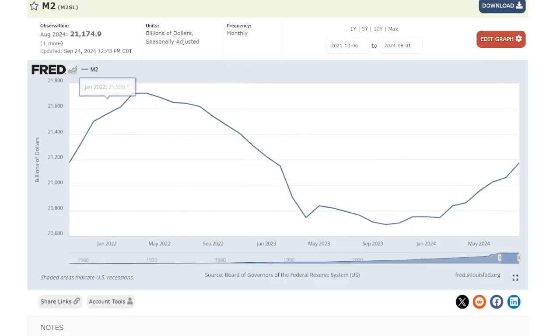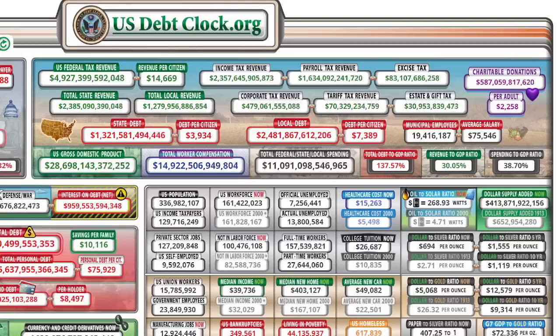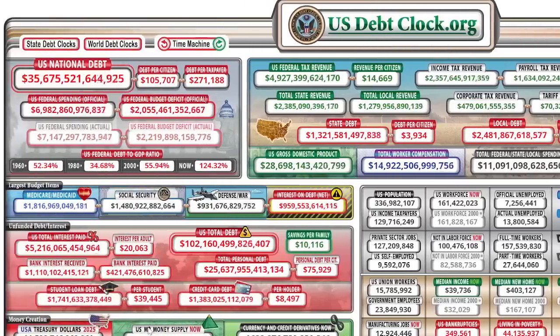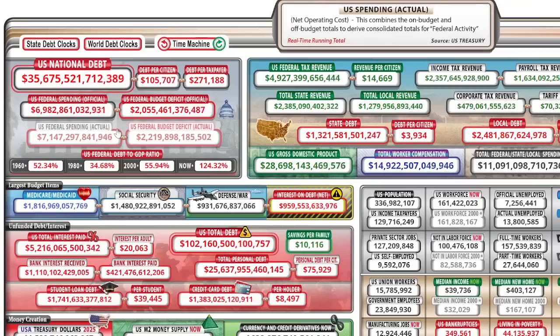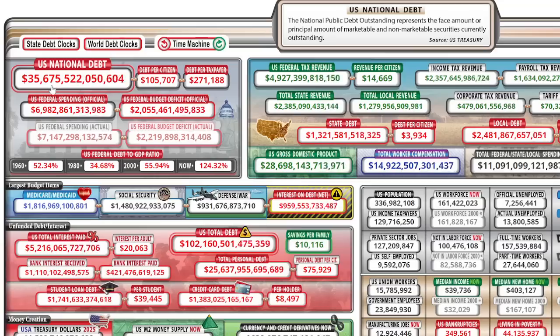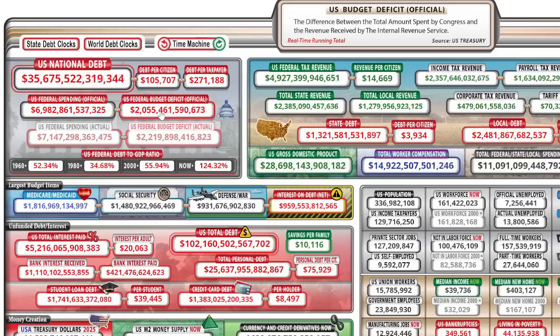Now, if we go back and look at this, the debt clock, we can see here what's happening. Look at this. There is a lot of government spending, to the tune now where we find ourselves at $35.6 trillion. And that is unsustainable, but it's been unsustainable for a long time. The unsustainability will only face a reckoning when people lose faith in the dollar. But right now, apparently Americans don't seem to care in a general sense.